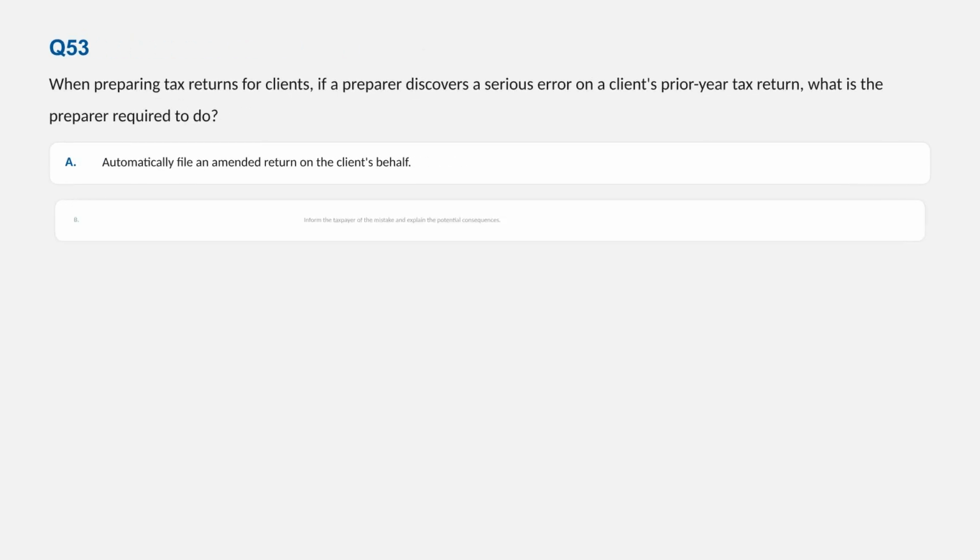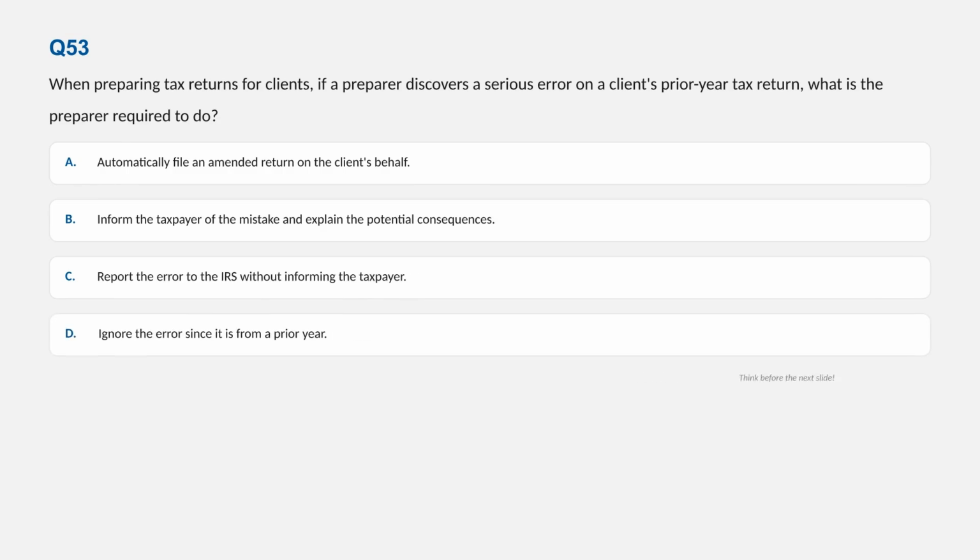Alright, let's move to question 53. When preparing tax returns for clients, if a preparer discovers a serious error on a client's prior year tax return, what is the preparer required to do? A. Automatically file an amended return on the client's behalf. B. Inform the taxpayer of the mistake and explain the potential consequences. C. Report the error to the IRS without informing the taxpayer. D. Ignore the error since it is from a prior year.